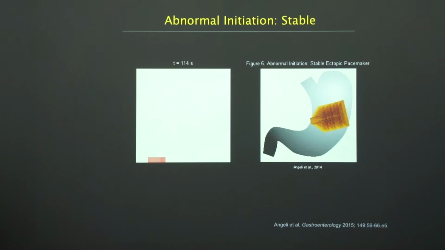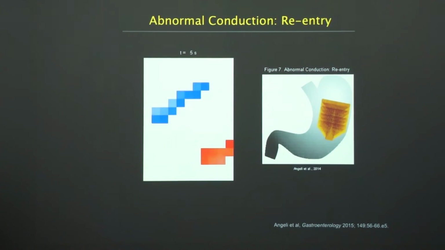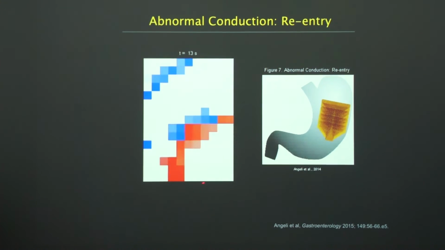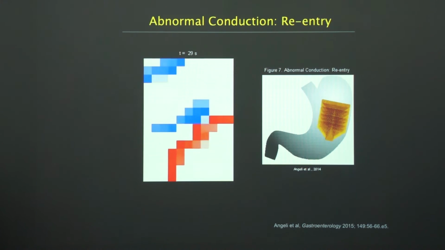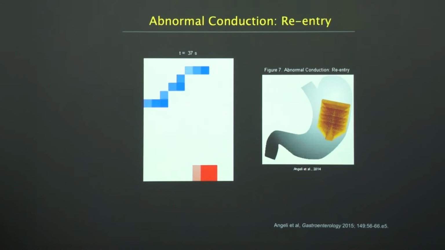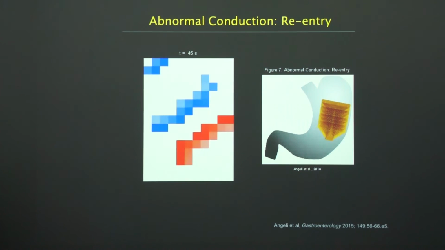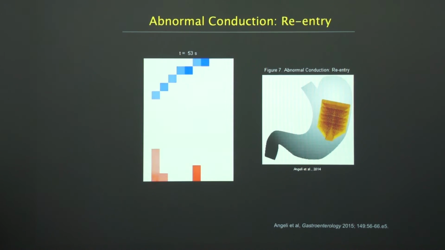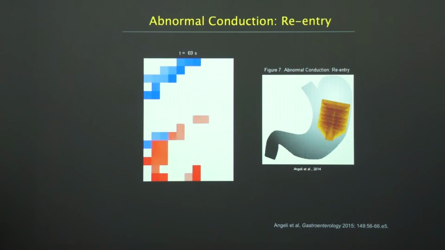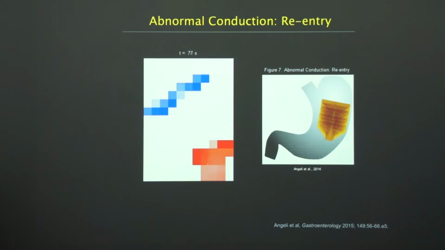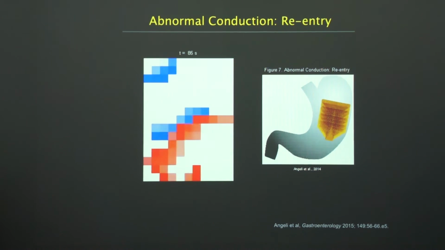Another example here, we found what's called a reentrant conduction pattern. Again, we can draw close ties with cardiac electrophysiology, where this is widely studied and is one of the leading causes of sudden cardiac death. It's associated with a whole range of cardiac disorders. But this is the first observation in the human gastrointestinal tract.